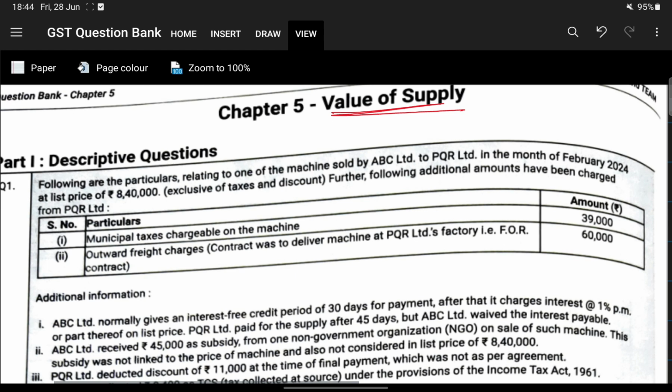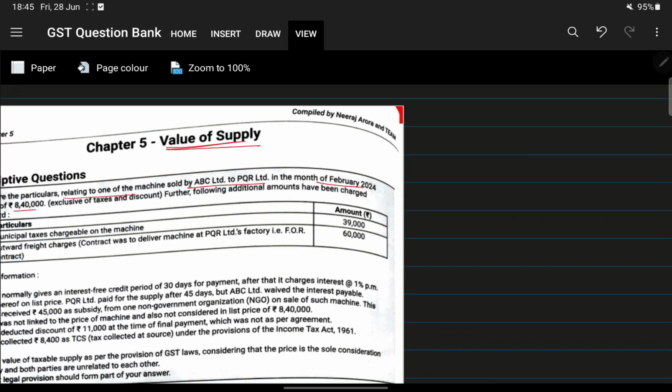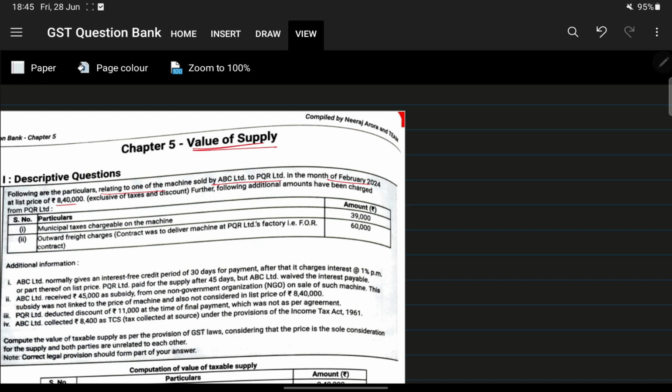Okay, so the first question is the following: the following are the particulars relating to one of the machines sold by ABC to PQR Limited for the month of February 2024. The list price is 8,40,000. Okay, let's just start writing the details down.